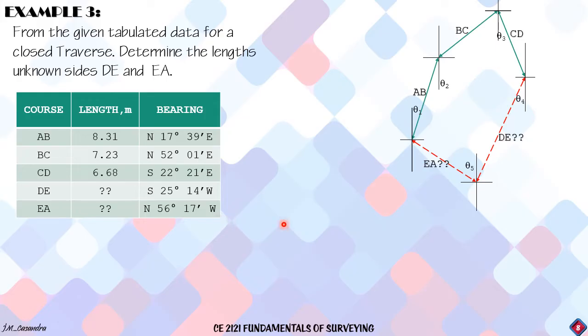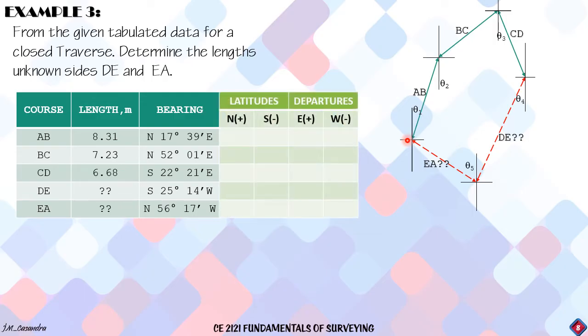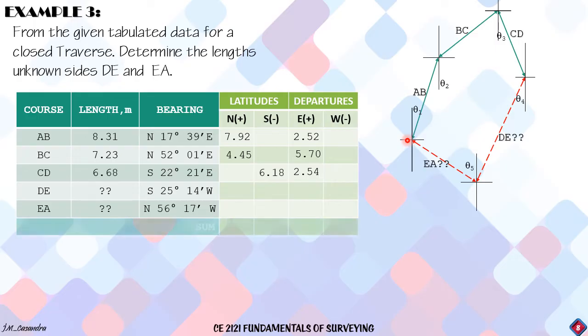So we could follow the conventional approach by closing this traverse at this point and this point, or we could simply go straight to the latitudes and departures. So solving for AB, BC, and CD, we have the latitudes at 7.92 for AB, 4.45 for BC, and 6.18 for CD. The departures are 2.52 for AB, 5.70 for BC, and 2.54 for CD. So summing up our latitudes and departures.